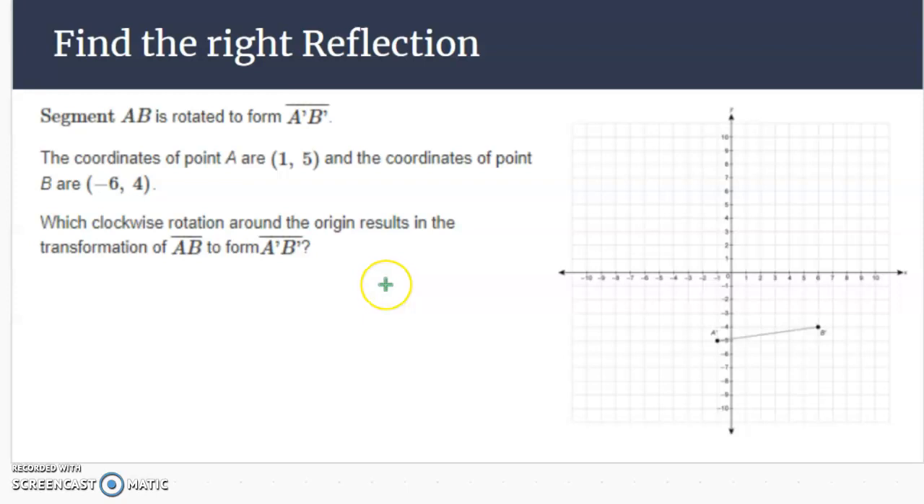Last one. Finding the right reflection. And actually, I don't think this is a reflection problem. I'm going to mark that out. This is actually a rotation problem. Notice we talk about rotation right here. So this is a rotation problem. It's not a reflection. They say that segment AB is rotated to form the line segment A prime B prime.